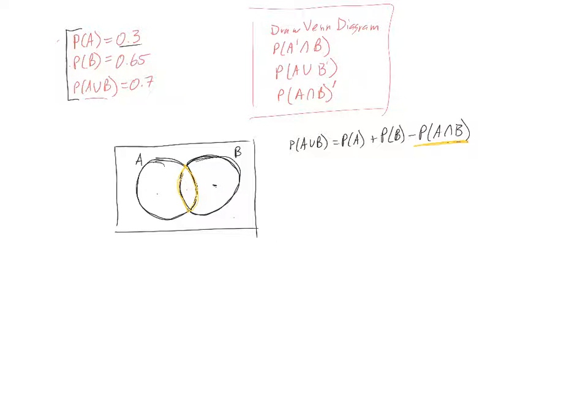I know that the union is 0.7 because that was given to me. I know the probability of A is 0.3. Probability of B is 0.65. And then I can solve for that, which is what I'm looking for, right? I add these two together. I get 0.7 equals 0.95 minus x. Subtract the 0.95 from the other side. I get negative 0.25 equals negative x. So therefore, 0.25 is my x, which was the probability of A intersect B.